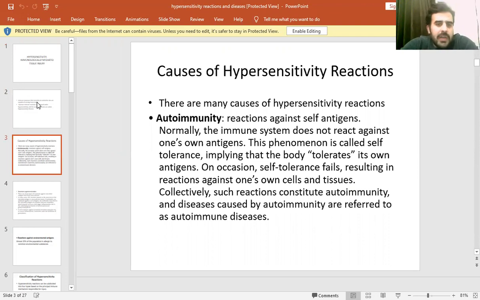The first is autoimmunity, which is a reaction against self-antigens or our own body cells. Normally, the immune system does not react against our own antigens or body cells. This phenomenon is called self-tolerance. What is the meaning of self-tolerance? It means that the body is able to tolerate, or recognize, its own self, so the immune system does not react against our own body cells. Sometimes, because of diseases where the immune system fails or immunity gets low, self-tolerance fails. What will happen then? Reactions will occur against our own cells and tissue, and collectively we include all those reactions in autoimmunity, and the diseases caused by autoimmunity are referred to as autoimmune diseases.